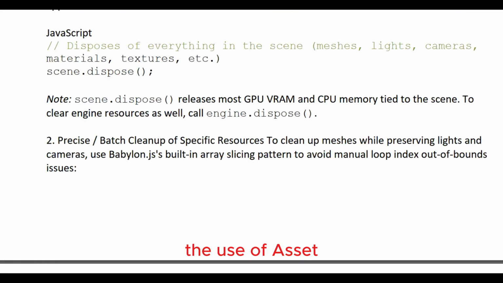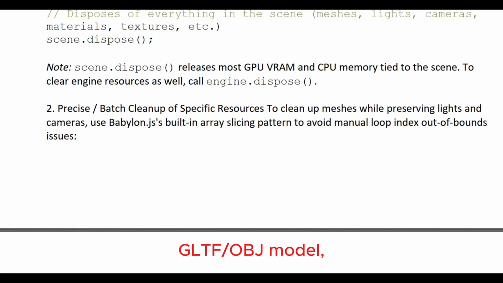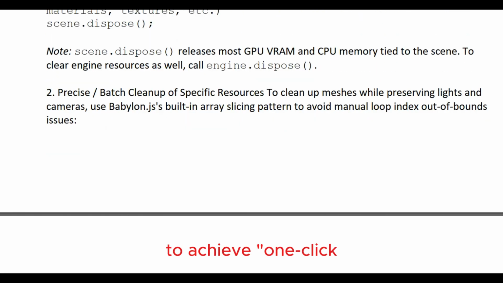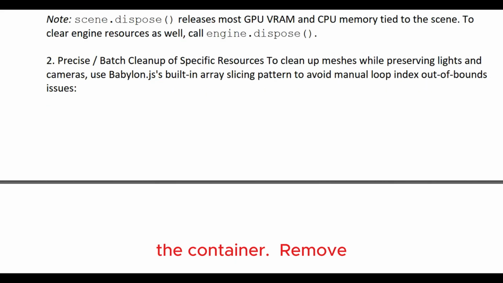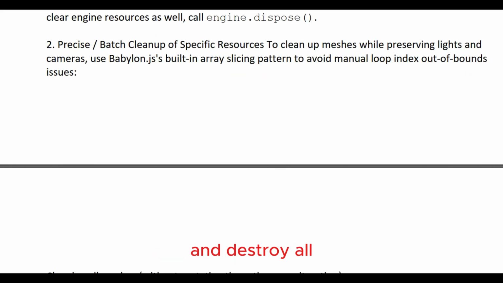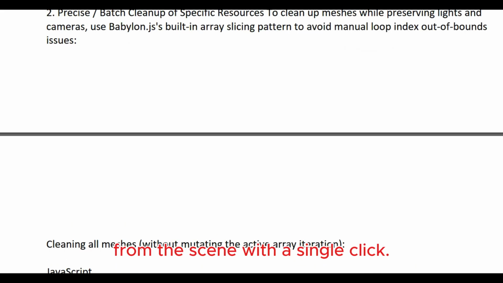Prioritize the use of asset containers. If a part of the scene is loaded from a GLTF or OBJ model, asset containers can be used to achieve one-click loading and one-click unloading. Load into the container. Remove and destroy all resources (mesh, material, texture, etc.) from the scene with a single click.